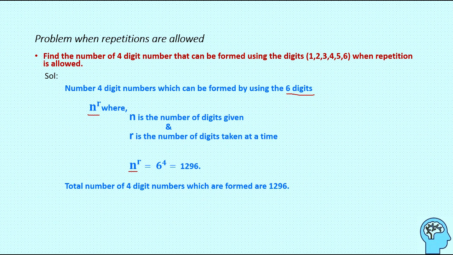After substitution and calculation, we get the value as 1296. The total number of 4-digit numbers which are formed is 1296.